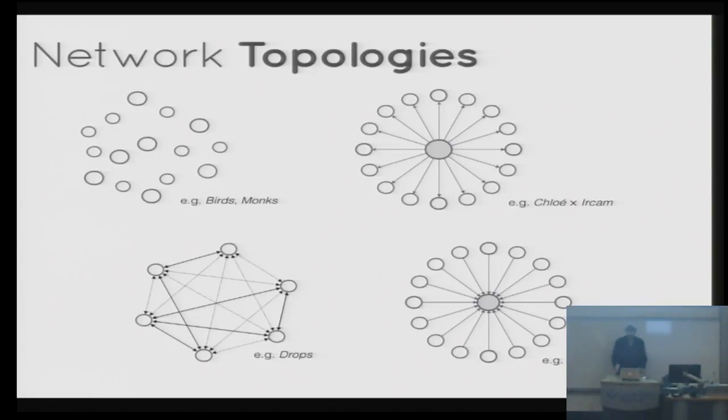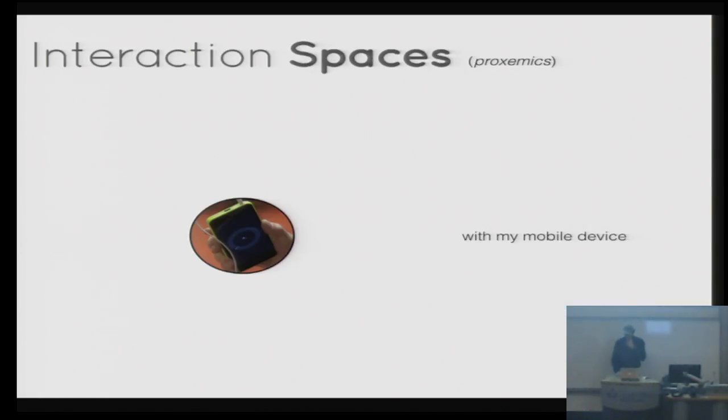So this is, of course, an interesting point of view. Another interesting point of view might be this idea of proxemics, that first of all, there's I myself with my mobile, right, which is an object of interaction design and reflection and composition and so on.